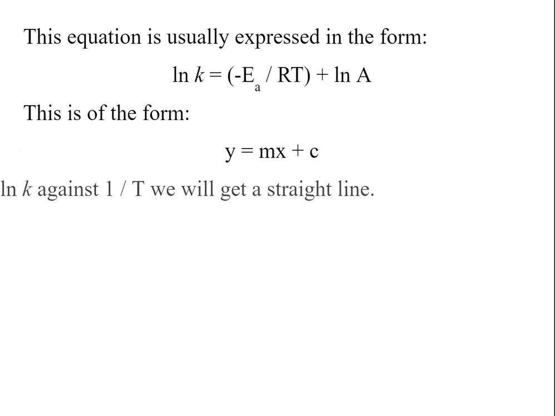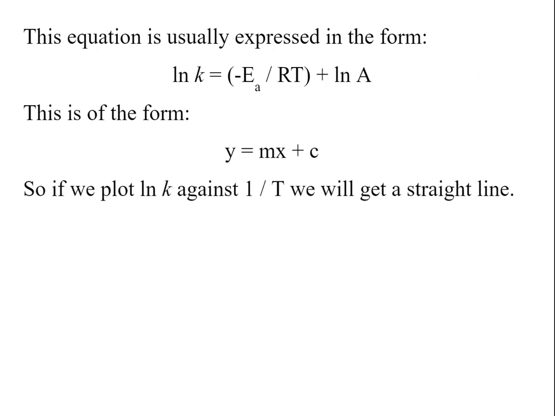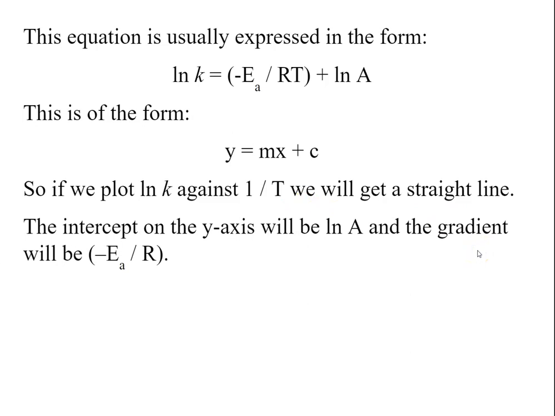So, we can do some graph plotting. And if we plot natural log of the rate constant against 1 over the temperature in kelvins, we will get a straight line. That straight line will have a gradient of minus EA over R. So to find the activation energy from the gradient, we just need to multiply by minus R, minus 8.314. The intercept on the y-axis is natural log of A, the Arrhenius constant.